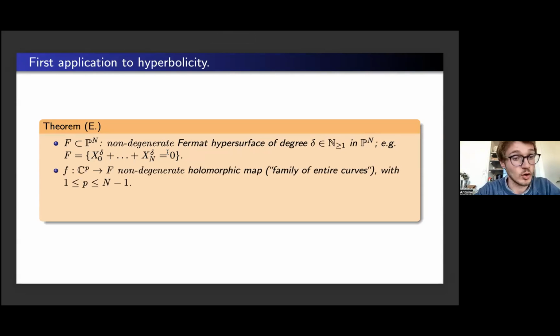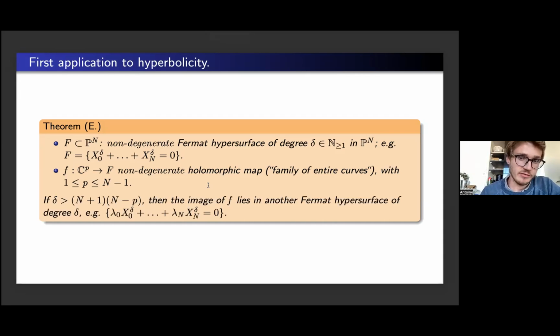And you consider a holomorphic map from C^p to this Fermat hypersurface, and you require that it's non-degenerate, in the sense that if you take the differential of this map, there is at least one point where this differential is injective. Then the statement is that if the degree of the hypersurface is large enough, so strictly greater than n+1 over n-p, then the image of this map actually lies in another different Fermat hypersurface of the same degree. So basically, a hypersurface that satisfies that kind of equation.